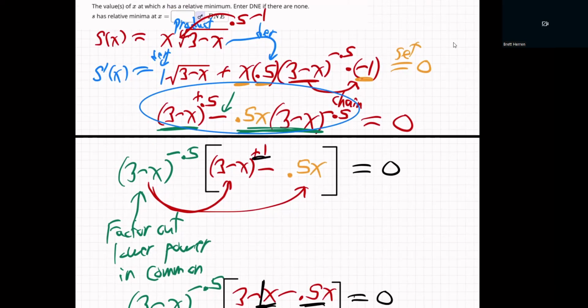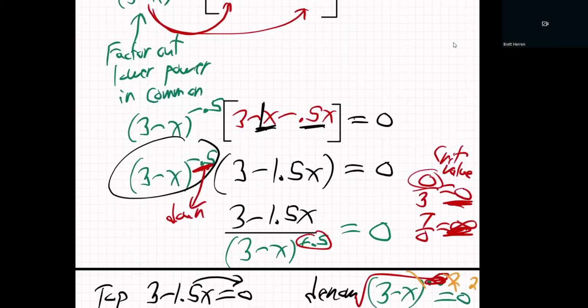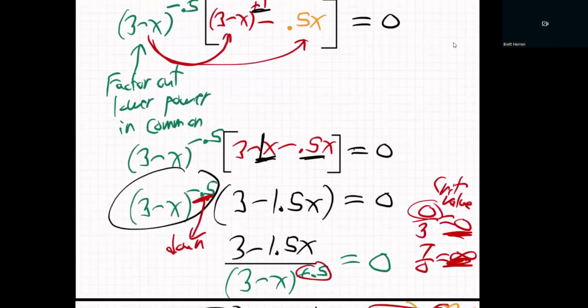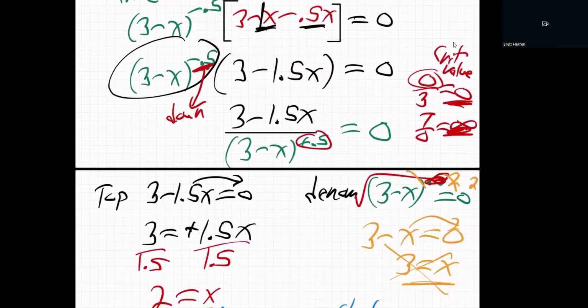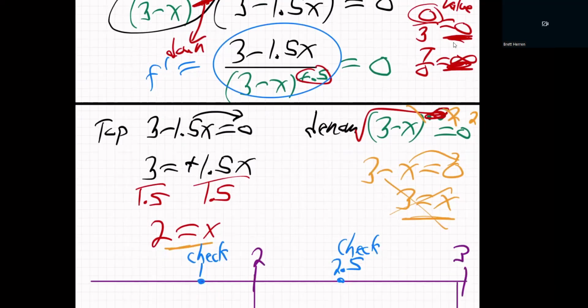Well, they're all good. I'll just use that one. It's kind of a pain, isn't it? Yeah, it is. You could use that one, or you could use the cleaned up one. How about right here? Let's use this one. That's more clear. That's still the first derivative, right? It's just cleaned up. Let's use that: 3 minus 1.5x.